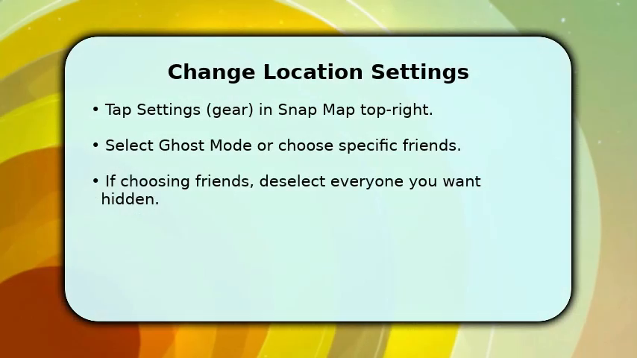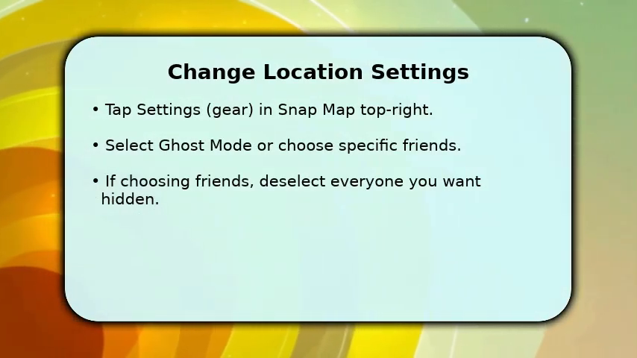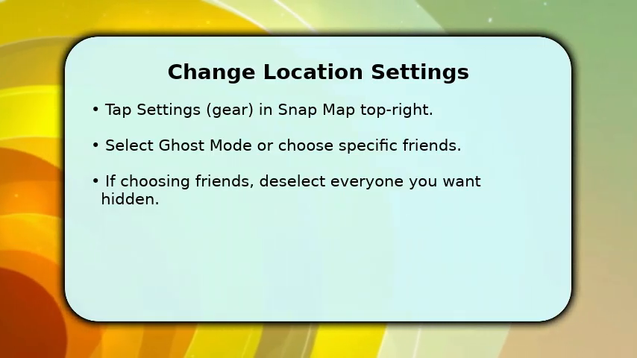In Snap Map settings, choose Ghost Mode to stop sharing immediately. This hides your location from everyone until you turn it off.